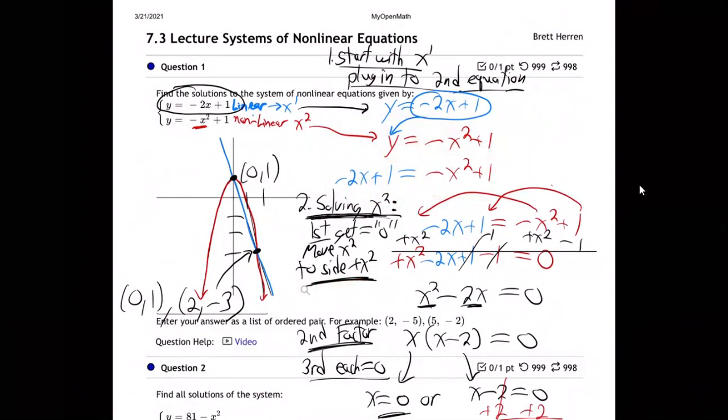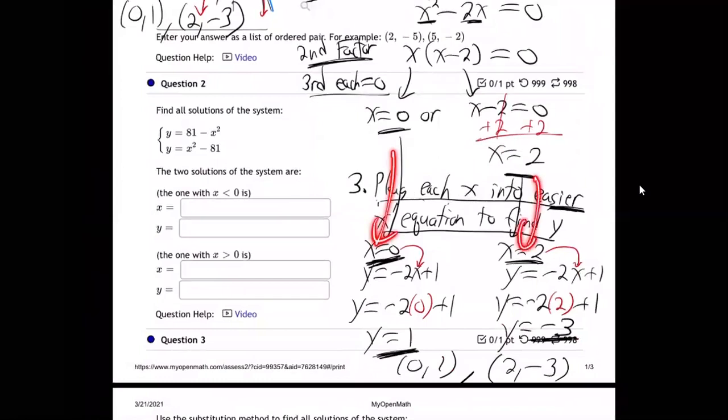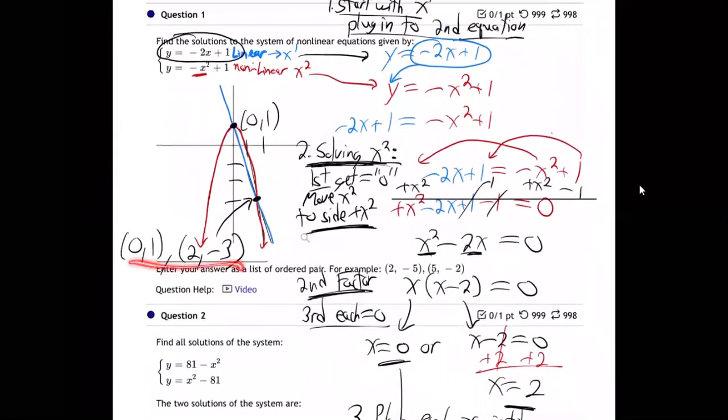So you jump it onto the left, and then you get a 0, and then you factor out the x, set each one equal to 0 and solve. So we get x equals 0 and x equals 2. And then take each of those x's and plug it into the original, easier x to the first power equation. So I plug into the x to the first power equation, x is 0, x is 2, and I get the y values that go with those x values. So there we go. There's our two answers.